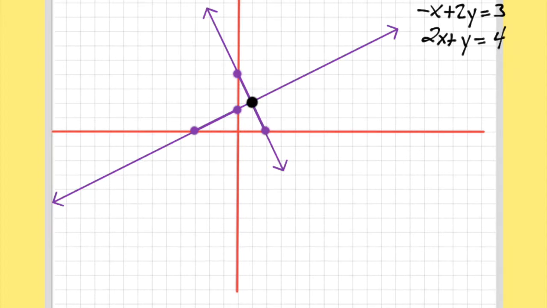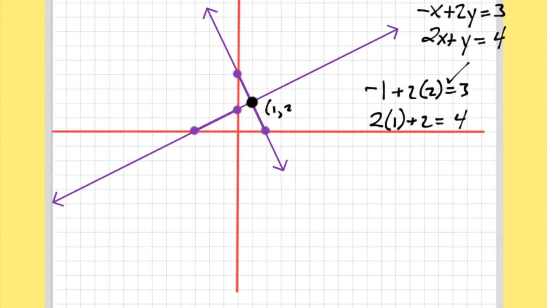So let's check 1, 2 in both equations. Does -1 plus 2 times 2 equal 3? Yes. Does 2 times 1 plus 2 equal 4? Yes. So that point is correct. That is the intersection, or the solution, of that system of equations.